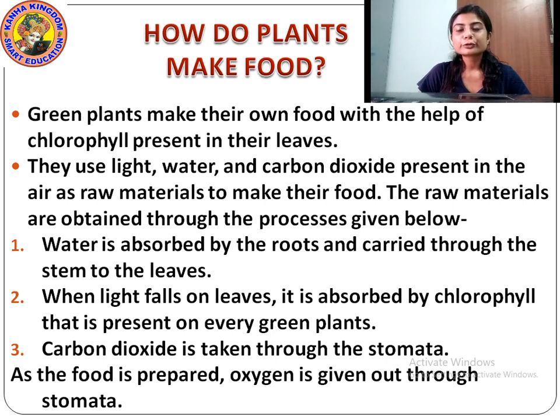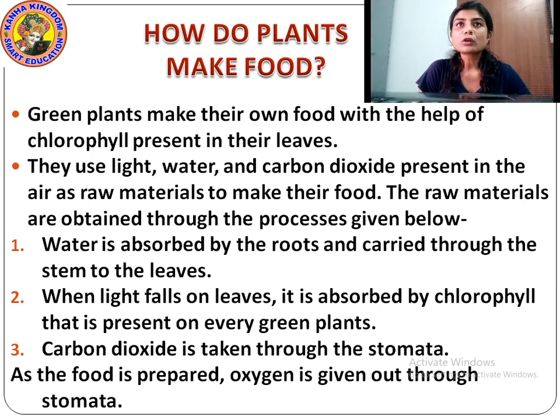And now students, how do these green plants make their own food? All the green plants can make their own food. Yes or no? And how can they do it? By the presence of chlorophyll in them. Since green plants have a green pigment named chlorophyll, they can prepare their own food. All the green plants are green in color due to the presence of the chlorophyll pigment in their leaves.